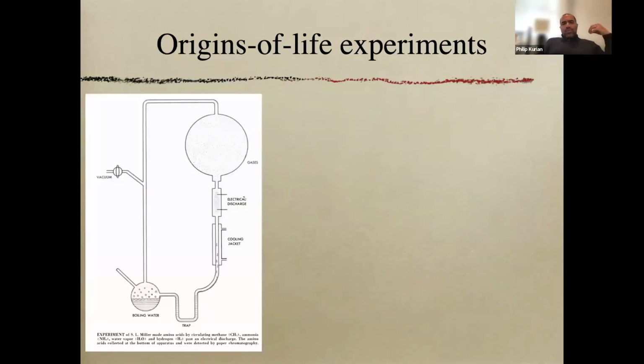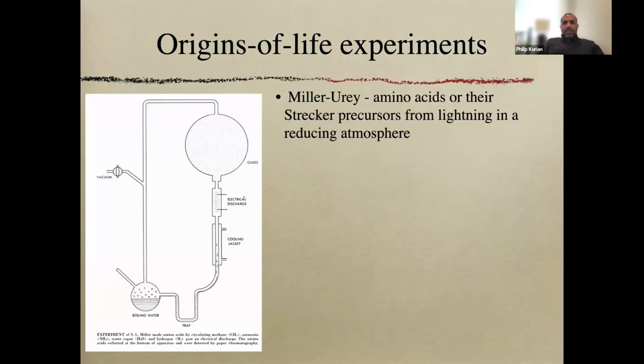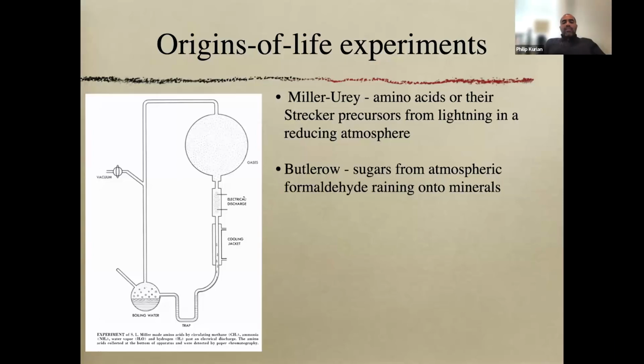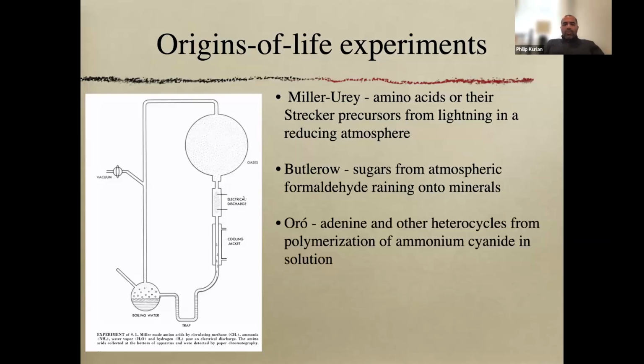So people who wanted to explore the experiments and the phenomenology began, I think many of you will be familiar with the Urey-Miller experiments, where you have an electric discharge to simulate lightning in a highly reducing atmosphere. And then the formation of amino acids or their precursors, called Strecker precursors in the chemical cycle, form. So that's one experiment that people are very fond of citing in the early origins of life experiments post this article by Wald. There's also the formation of sugars from atmospheric formaldehyde by Butlerow. And then also there's Oro's experiment showing adenine and other heterocycles can form from polymerization of ammonium cyanide in solution.